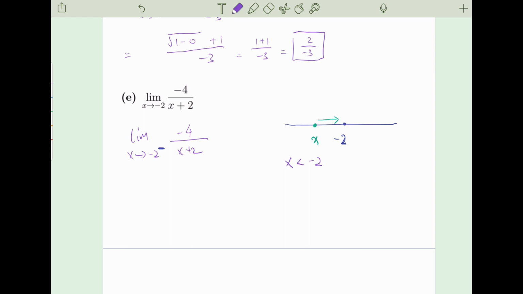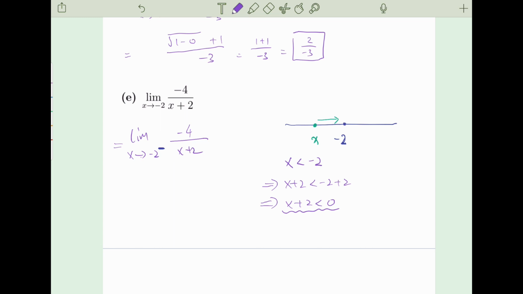And then we're gonna plus 2 on both sides. So plus 2 on this side, plus 2 on this side, which gives us that x plus 2 is less than 0. Okay? So the denominator is approaching 0, but it's less than 0. So you can imagine in your denominator, you're going to have a very, very small negative number. And when the denominator is very small, the fraction is very large.